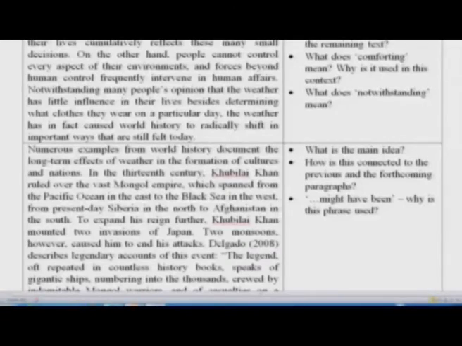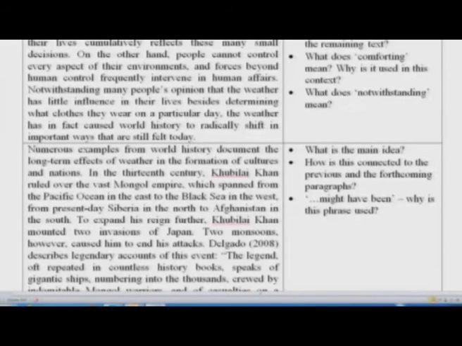Coming to the first paragraph, let us look at how it begins. It is tempting and often comforting to think that humans control their fates. So, it starts with a statement: the decisions that people make in their daily lives can affect many things, and the course of their lives cumulatively reflects these many small decisions. So, it kind of says human beings take decisions and these decisions affect our lives. So, in a way human beings control their own fates.